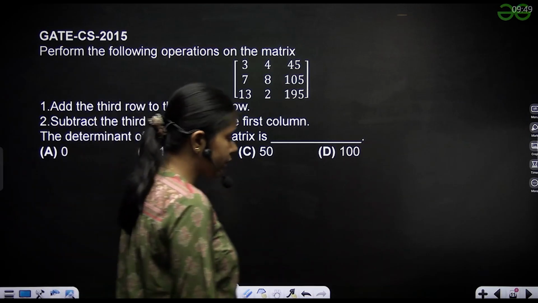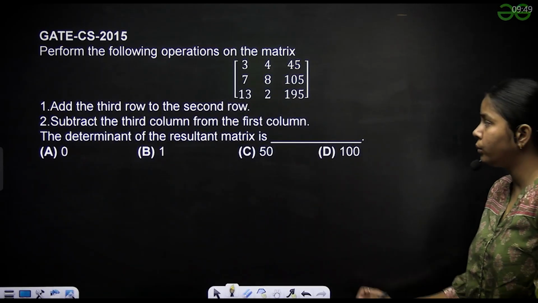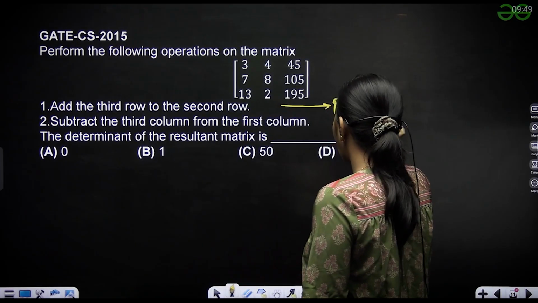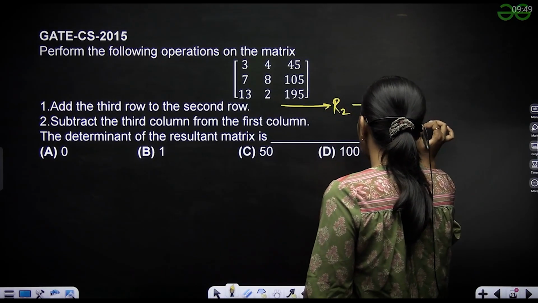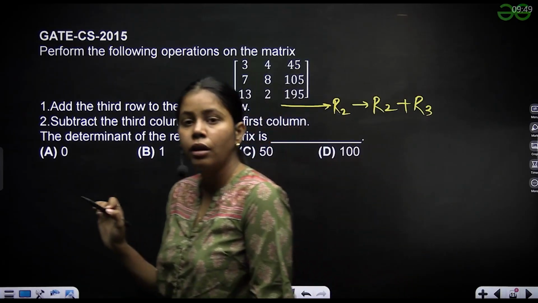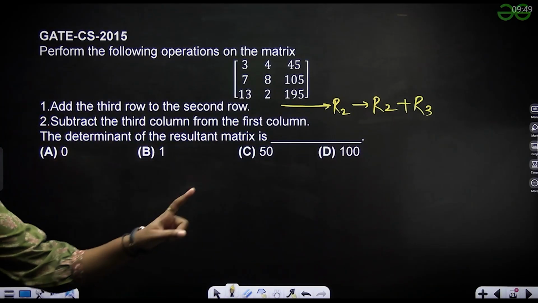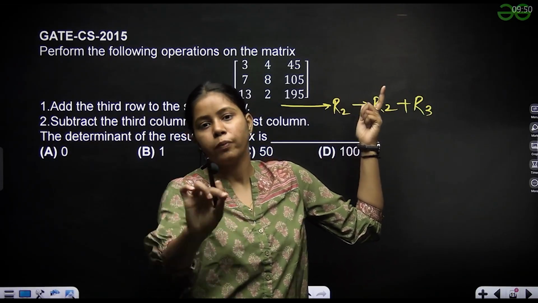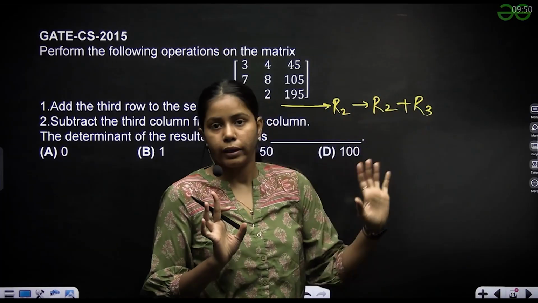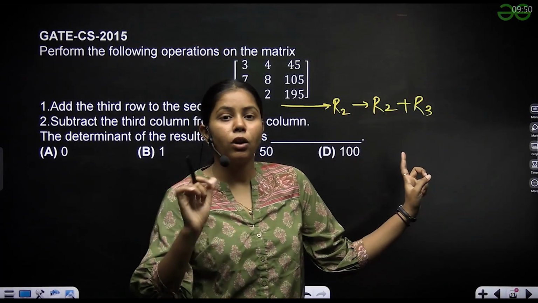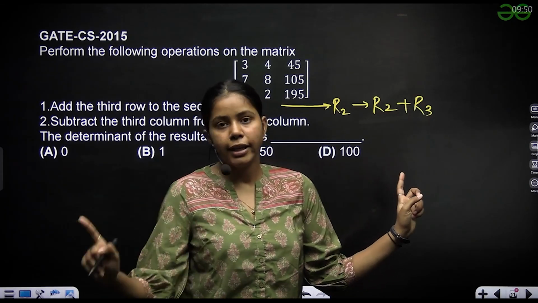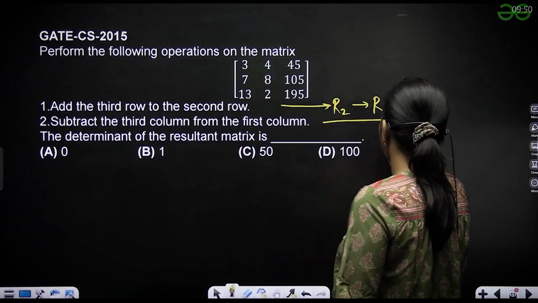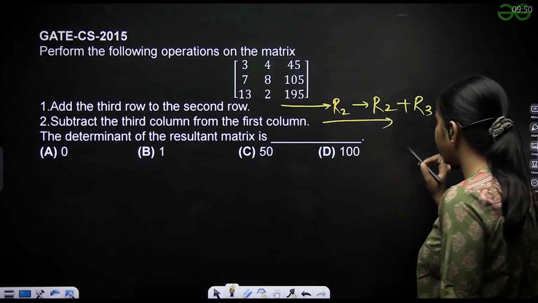Why? Because you can see that we add the third row to the second row. What kind of operation is this? R2 tends to R2 plus R3. That means I made a change in row 2, but the change is with the help of R3. I have added R3. Let's suppose R2 equals R2 plus 1 into R3. This kind of operation does not make any change to my determinant. We have already seen that it would not impact my determinant. Now the second one: subtract the third column from the first column.